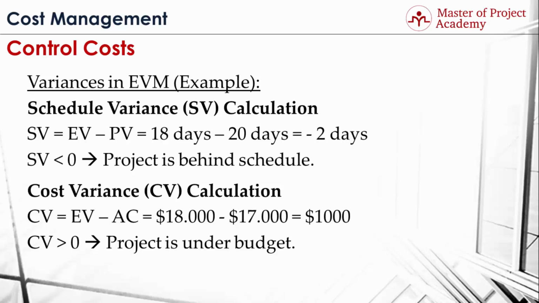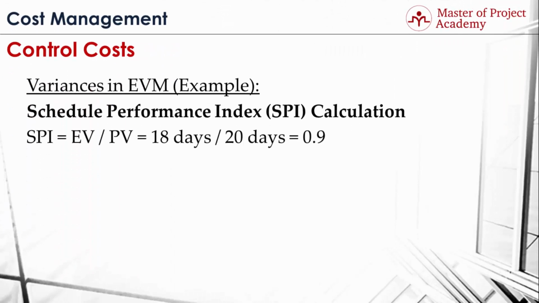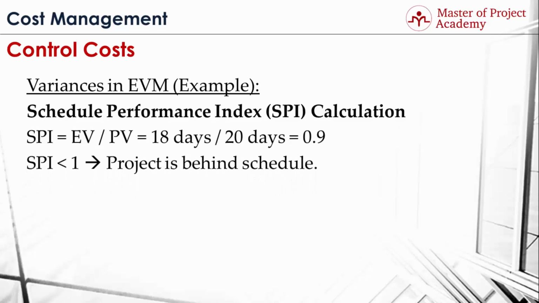We will calculate the schedule performance index now. Earned value was 18 days and planned value was 20 days. If we divide the earned value by the planned value, we'll conclude that SPI is 0.9. Schedule performance index of the project is less than 1. Therefore, project is behind the schedule. This is actually the same conclusion when we interpreted the schedule variance results.